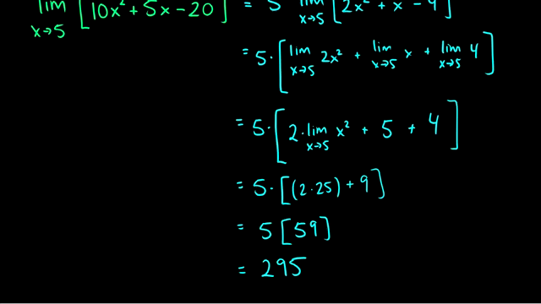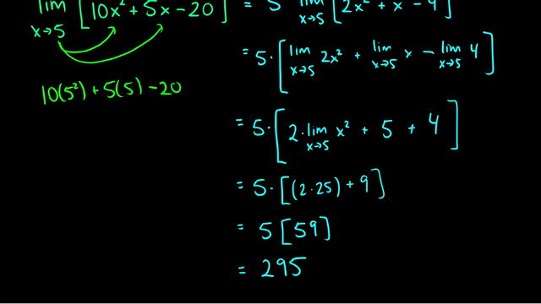Of course, it really is faster just to plug in 5 into x up top. So this would be 10 times 5 squared plus 5 times 5 minus 20. Okay, I did make a mistake here. So this should be minus 4 in all of these. This should be plus 1, which would be 51, which would be 255. Okay, I did, of course I missed a negative sign.